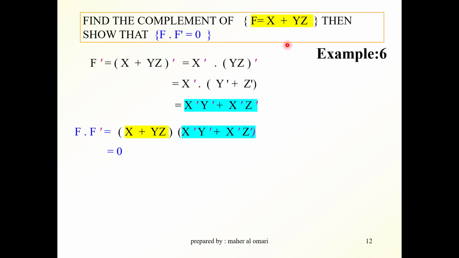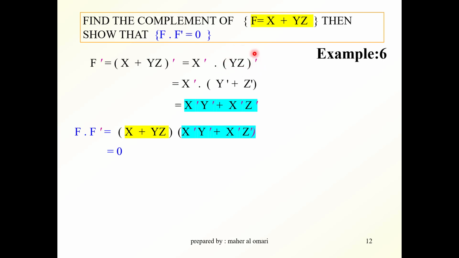Let's take a look at this example. Find the complement of this function and then show that the function ANDed with its complement is equal to 0. First, let's find the complement of this function. F bar is equal to this complemented. We apply De Morgan's theorem here. So this is equal to X bar, this OR becomes an AND, and this is equal to YZ all bar.